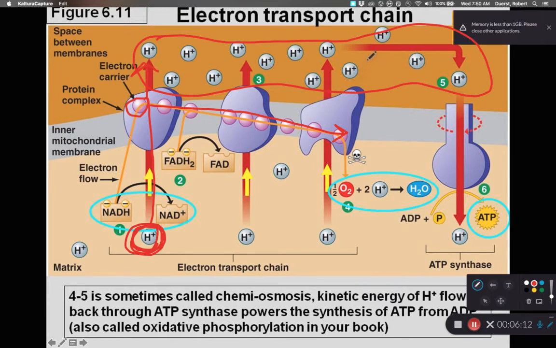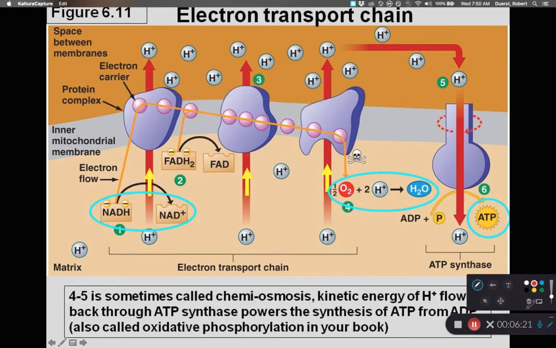So we have a concentration gradient. We have a high concentration, H for a high, in the intermembrane space, and then we have a low concentration of protons in the mitochondrial matrix. And chemicals tend to flow from an area of high concentration to an area of low concentration. And the chemicals will flow physically through a tube in a protein referred to as ATP synthase.